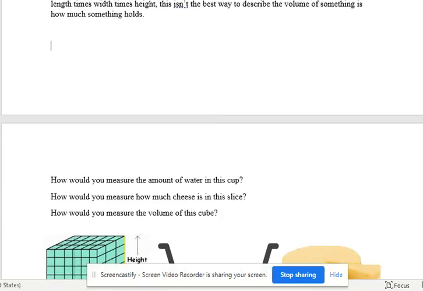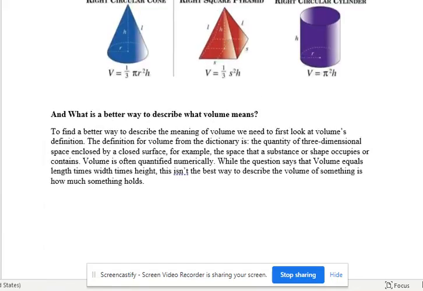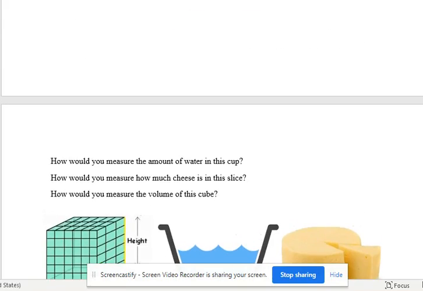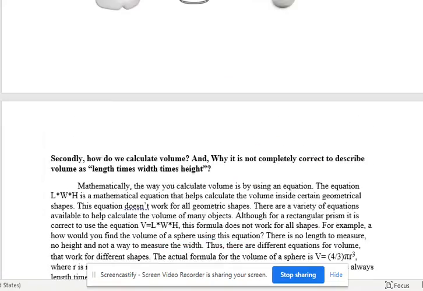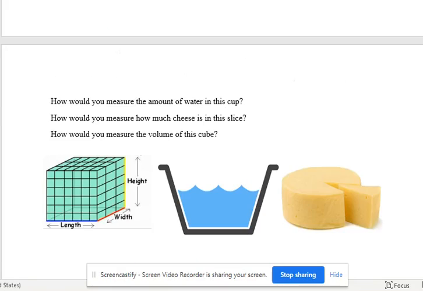For example, in these three pictures, the first one we're going to focus on is the water. How would you measure the amount of water in this cup? Well, you would use length times width times height, and you would have to use a rectangular prism. But you could also measure the amount of water in this cup by using measuring cups. Or if there was enough water to fill gallon jugs, you could use gallon jugs to measure the amount of water.